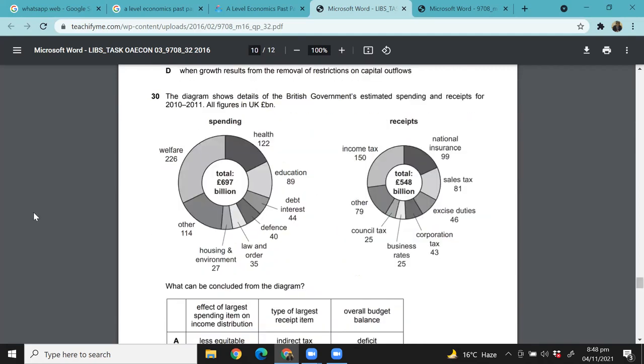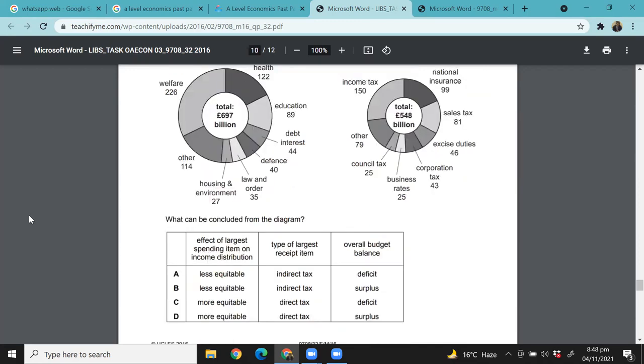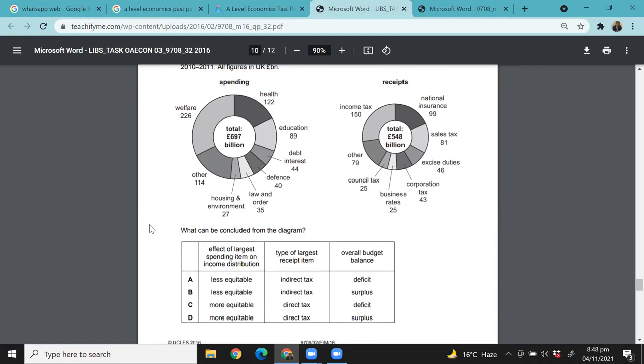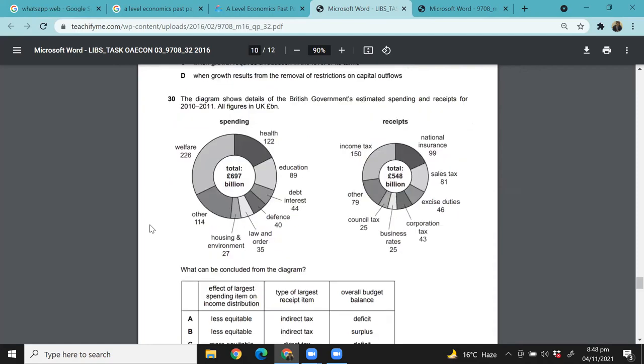The diagram shows the details of the British government's estimated spending and receipts for 2010 and 2011. All figures are in UK billion pounds, right? What can be concluded from the diagram? So this is the spending on the left hand side, and this is the receipts, like how much money you are getting: national income, you can see income tax, council tax, corporation tax, business rates, excise duty, sales tax, and so on, right? So what can be concluded from the diagram?